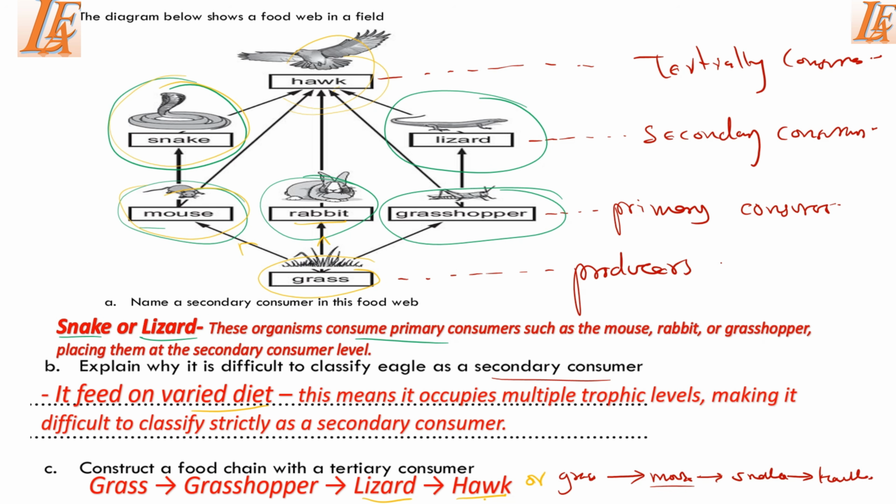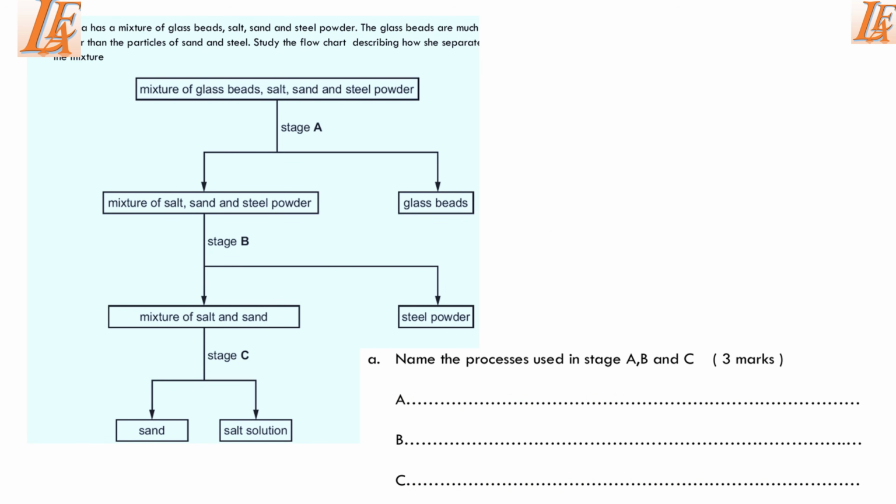Mwaka has a mixture of glass beads, salt, sand, and steel powder. The glass beads are much bigger than the particles of sand and steel. Study the flowchart describing how she separated the mixture. So in this case, we have a flowchart where we have the mixture of glass beads, salt, sand, and steel powder. But remember, we have been told the glass beads are much bigger than the particles of the rest of the mixture.